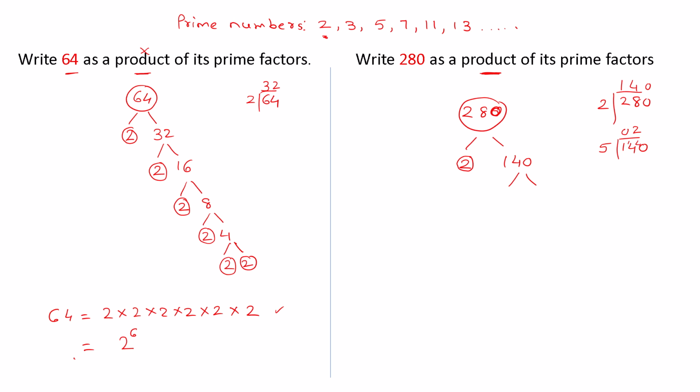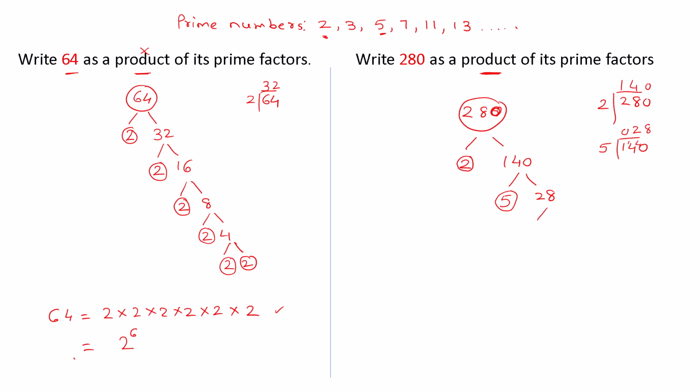And then you have 5. How many 5s can make 40? It is 8. 5 times 8 is 40. So now you know that 5 times 28 makes 140. Now 5, you can see 5 is a prime number. So you are going to circle it. This part is done. Okay.